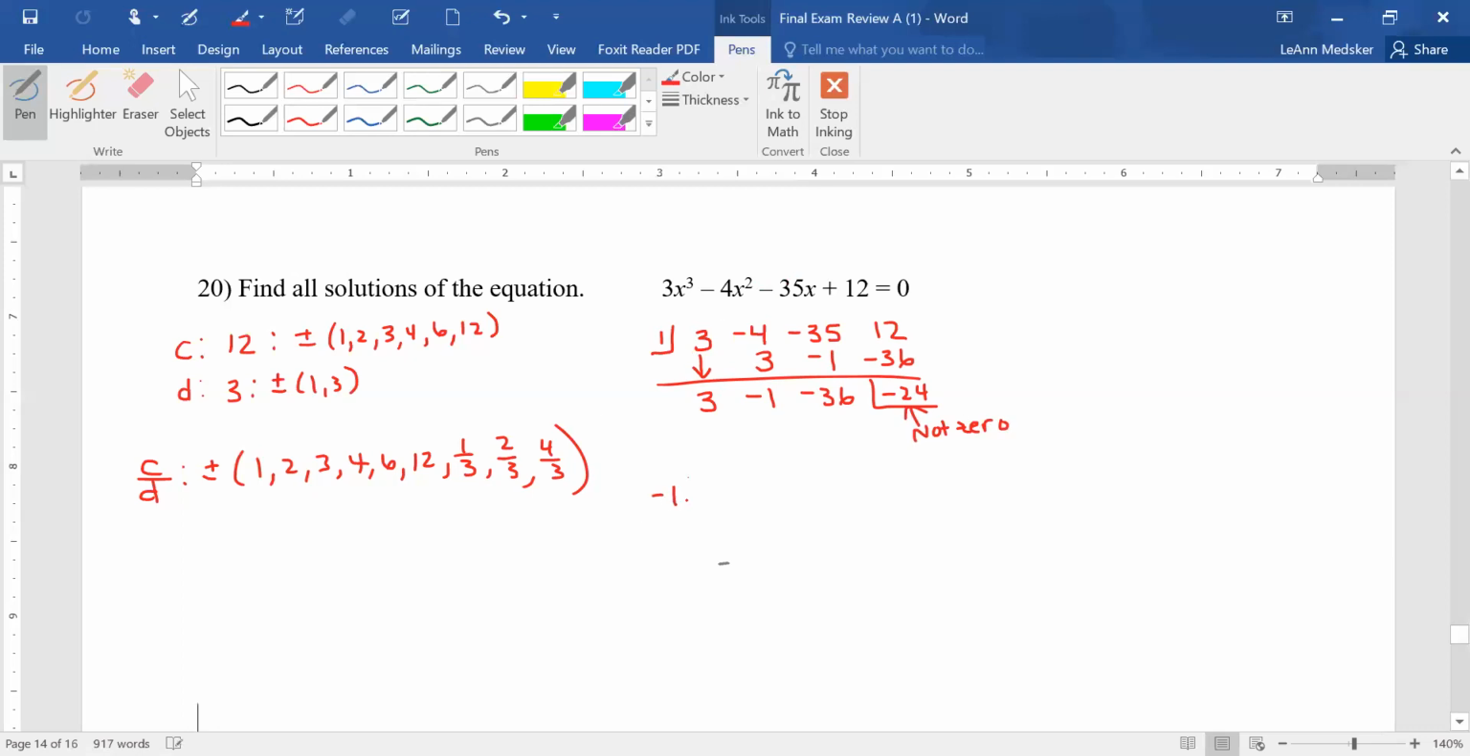Then I usually try -1 immediately next, because I want to know if it's closer to 0 than my +1 was, because that will then lead my kind of trial and error here. So this is 3, -4, -35, and 12. So we bring down the 3, that would be -3. That's -7. That's going to be +7. That's going to be -28. Let me double check that. Yes, and then this would be +28. So this is 40. Also not 0, so this doesn't work. But I noticed that this was closer to 0, -24.